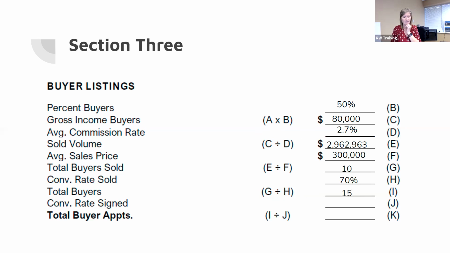If we take that 10 divided by 70, when I round up, mine was like 14.3, something along those lines. That got me to 15 total buyers. Then the same concept goes: how many buyer appointments does it take you to get your buyers under contract, and what's your conversion ratio there? I set that at 70, with total buyer appointments I would need in this instance being 22. I'll give you time to work through that.